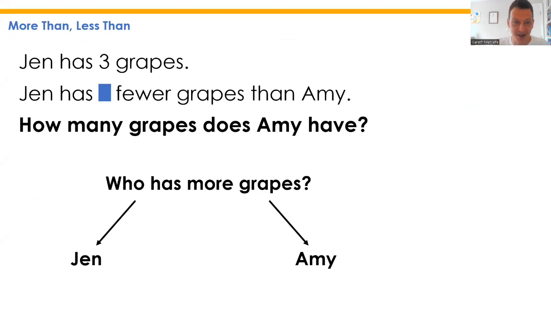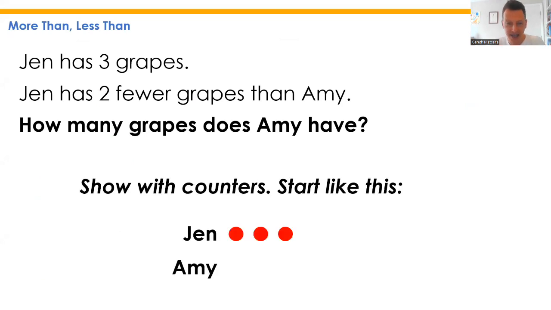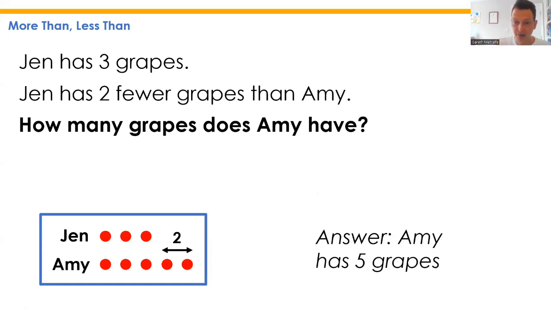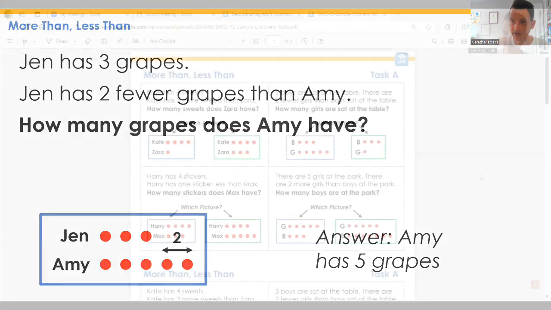And the children decide who they think it is. And then they can show with counters. So Jen has 3. How many does Amy have? Children represent with counters. And then they can have a look at the pictures. Which picture? Is it the blue one? Is it the green one? Why is that? And we can see Amy has 5 grapes and really interpret that language.